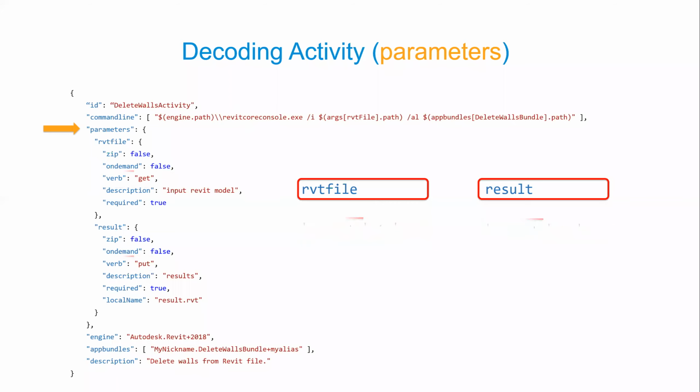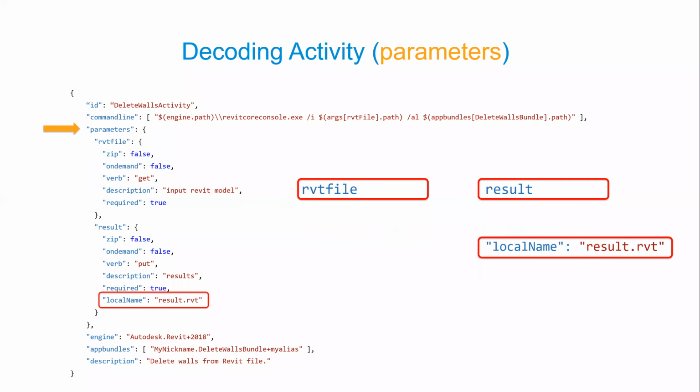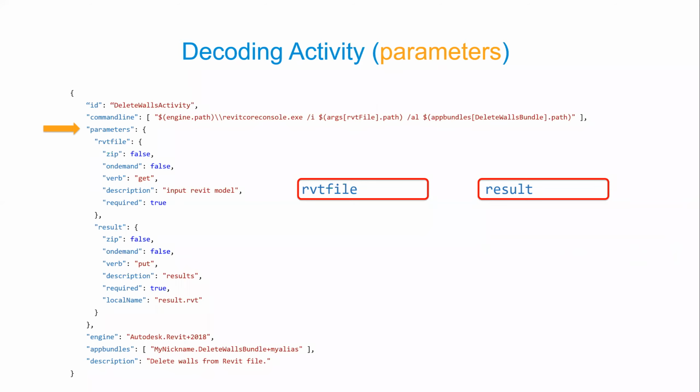Next. The local name field here suggests which file to upload from the current working folder to the output URL you provided. This field works similarly for both input and output arguments. In this example, we have used it only for the output argument, so you have to make sure that you save the file as result.rvt in this case.